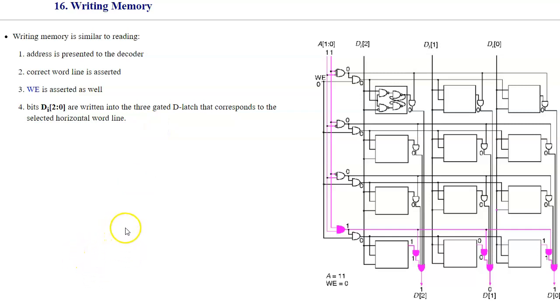Writing to memory happens when the write enable signal is set. The address is also presented to the decoder, and the correct word line is asserted. We say that the write enable asserts a specific line, and in that case, the other side of this circuitry, the data inputs, will be accepted by those gated D latches, which would correspond to the specific write enable and address combination of the decoder signal.